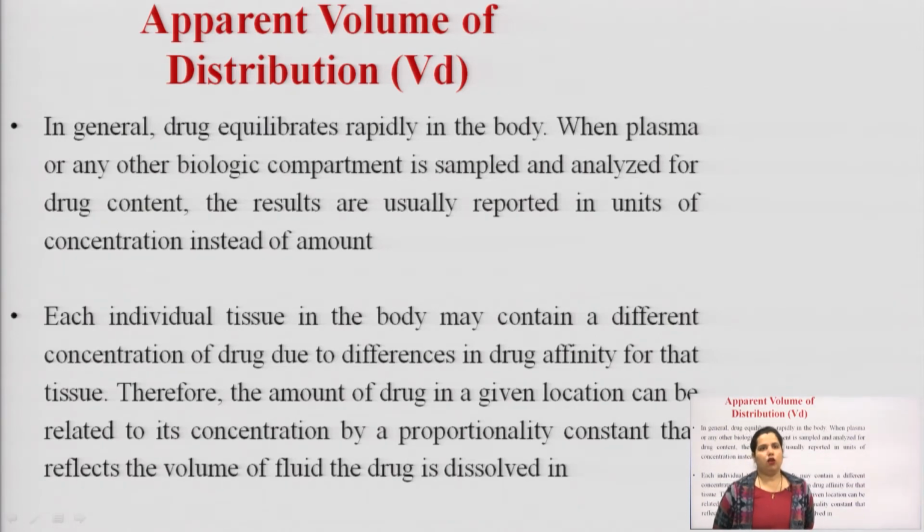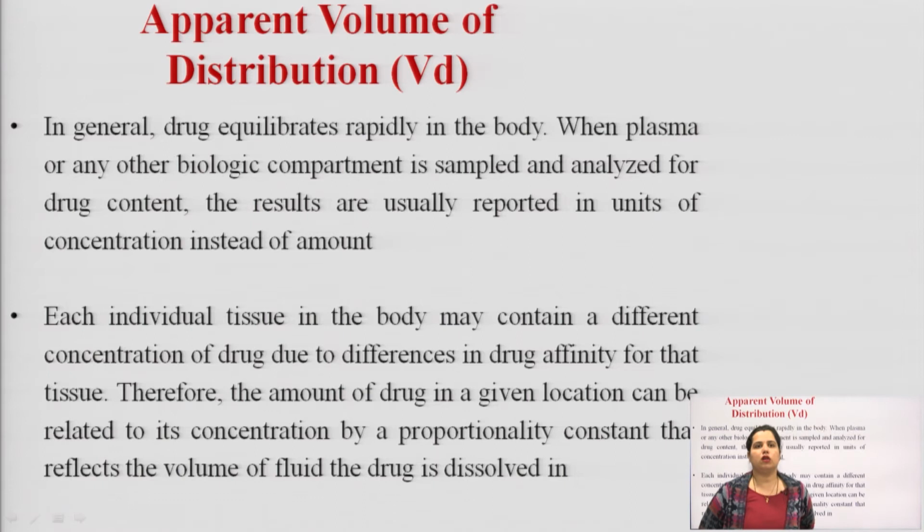In general, the drug equilibrates rapidly in the body when plasma or any other biologic compartment is sampled. That means it distributes easily and uniformly in the body when we consider it as a one compartment model. When plasma or any other biologic compartment is sampled and analyzed for drug content, the results are usually reported in units of concentration instead of amount. So, we generally analyze concentration instead of amount, although amount is equivalent to that particular concentration.